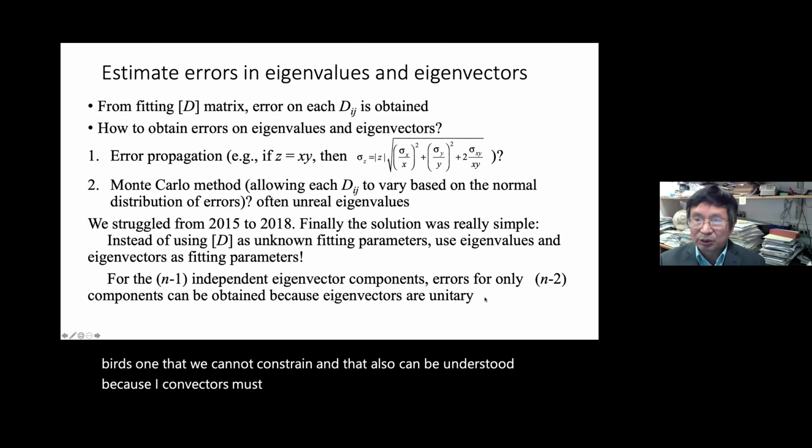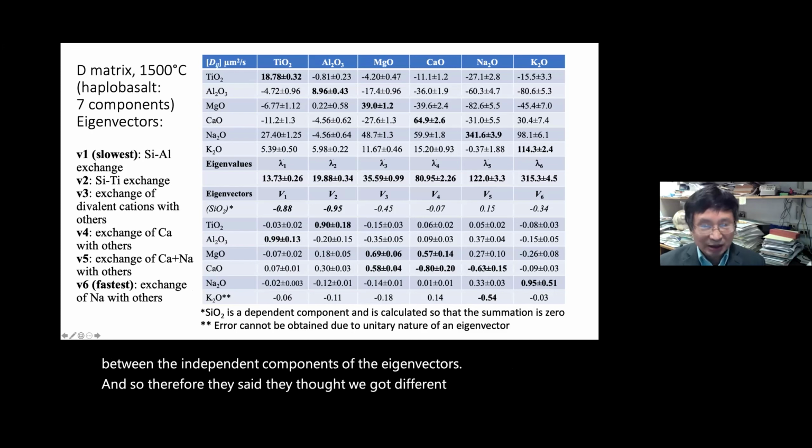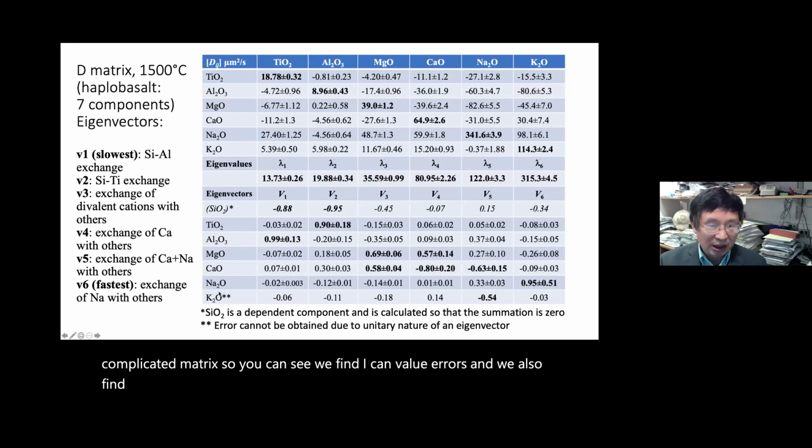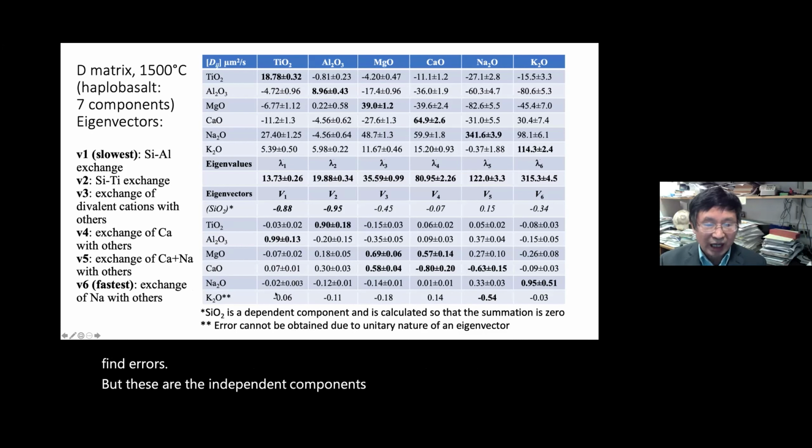And so therefore, this is the result. We got a different D matrix. It's a complicated D matrix. So you can see we find eigenvalues and errors, and we also find errors on the eigenvectors. And these are the independent components, but for one of them, we cannot find the errors.